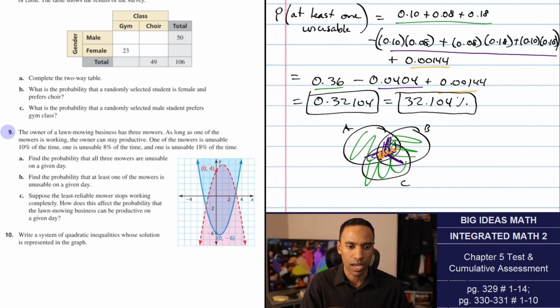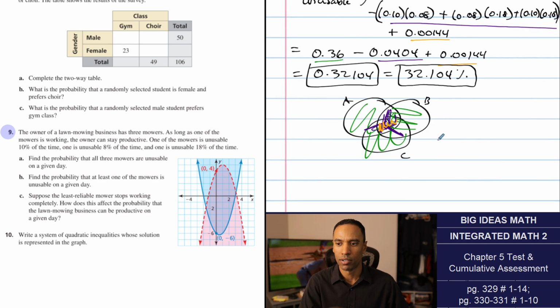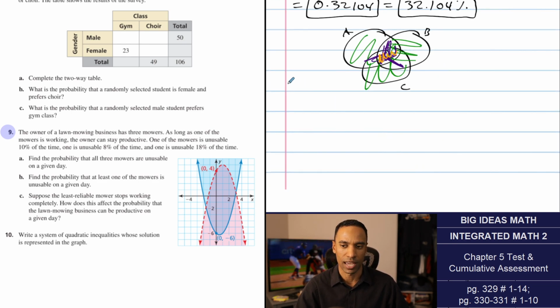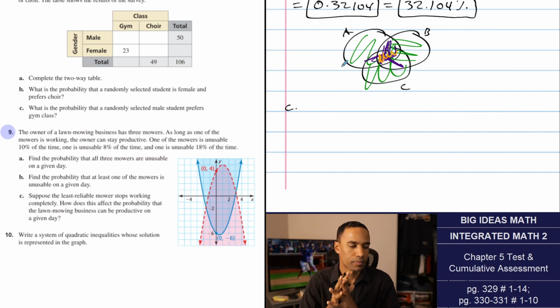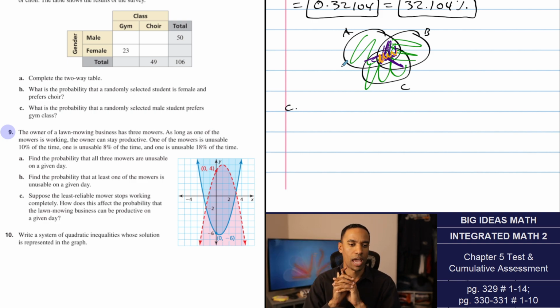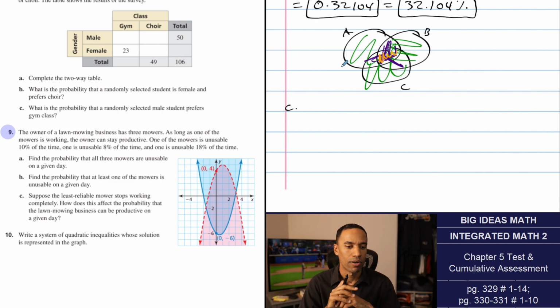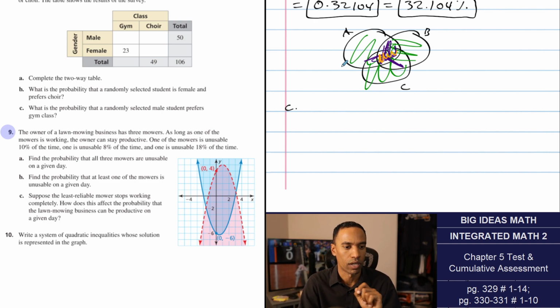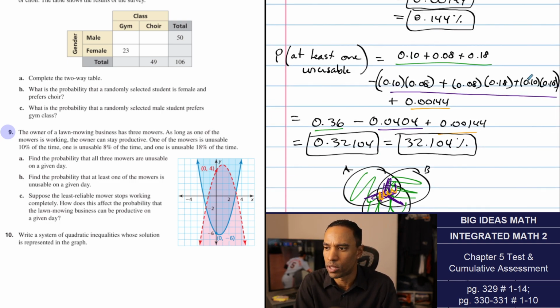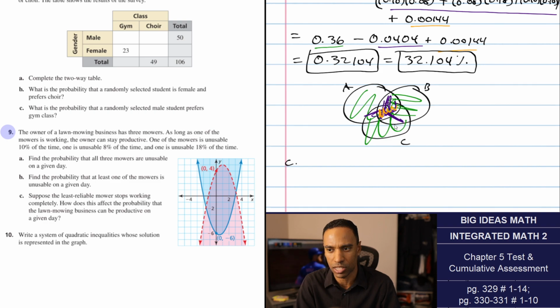So probability on a given day, any of them are, which doesn't take you out of business on the day, but it's still a good probability to talk about if at least one's unused. Suppose the least reliable mower stops working completely. 100% chance it's gone. How does this affect the probability the lawn mowing business can be productive on a given day? To be productive, you need at least one to work. So one to work or the other to work. So the least reliable one is the one that's unusable 18% of the time. Let's get rid of that one.